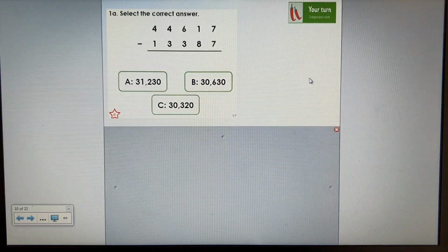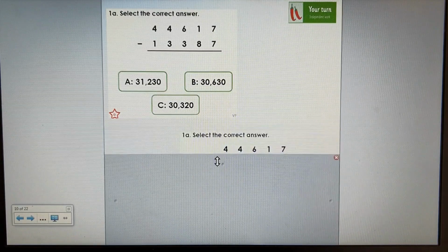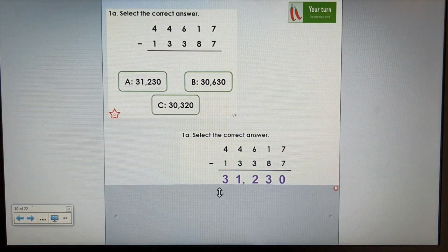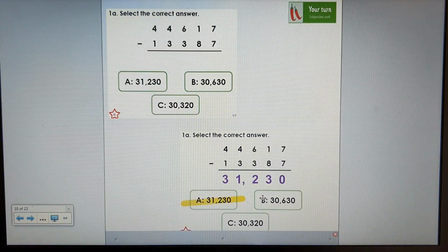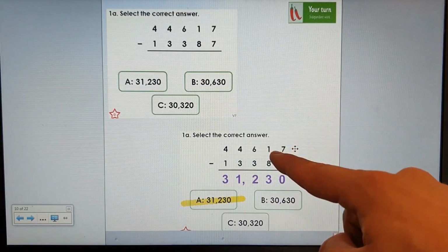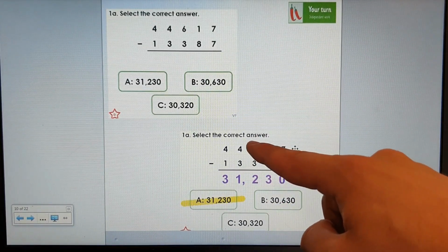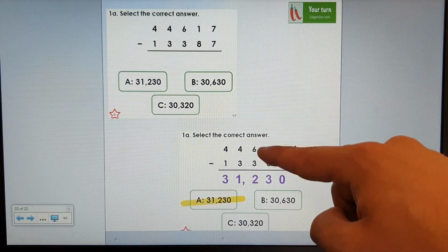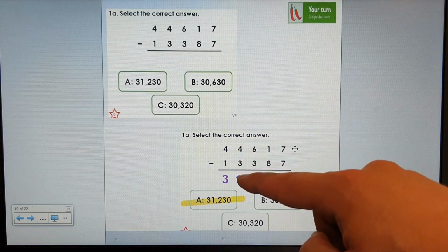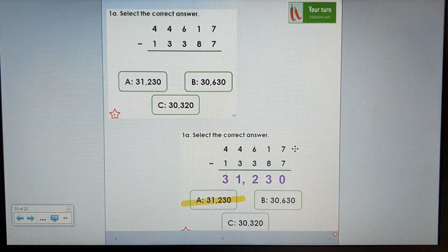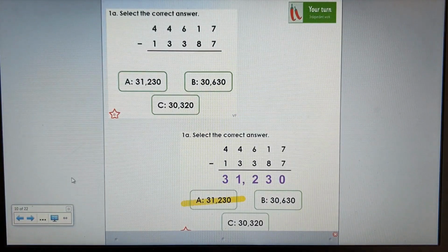Okay, well done. So you should have worked it out and had a little go and found that the correct answer was, in fact, 31,230. I haven't shown all my workings out here, but I've got 7 take away 7, 0. 1, I can't do that, take away 8, so I'd have to borrow, which would have left me with a 5 there and 11 there. So that's why I got my 3. 5 take away 3 is 2. 4 take away 3 is 1. 4 take away 1 is 3. Okay. Again, taking your time and working your way through it.